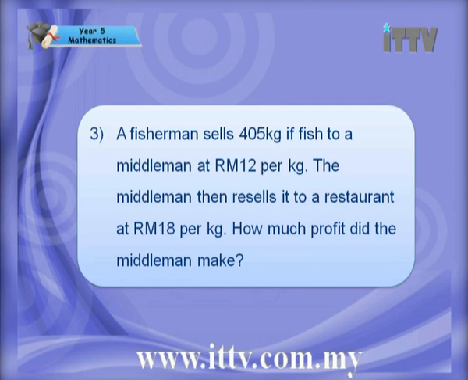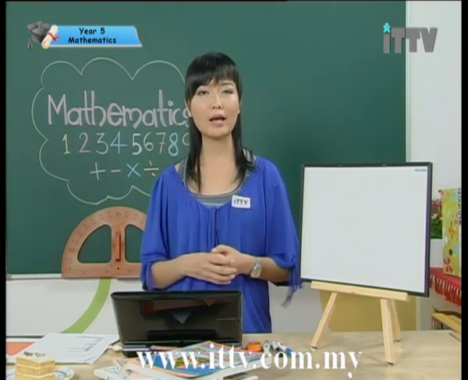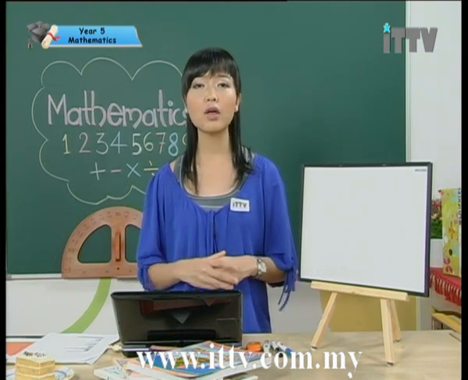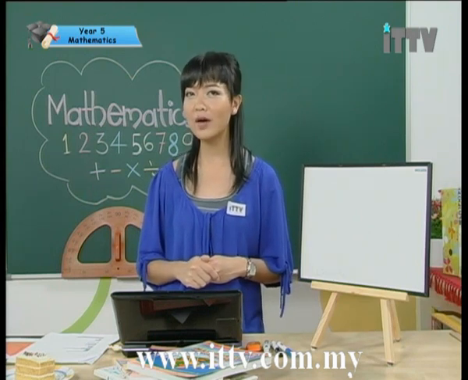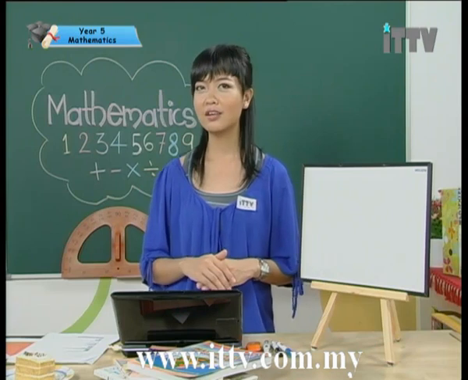A fisherman sells 405 kilograms of fish to a middleman at 12 ringgit per kilogram. The middleman then resells it to a restaurant at 18 ringgit per kilogram. How much profit did the middleman make? Okay, now let's take a look at what operations do we use here. First, we have a fisherman, who sells it to the middleman. How many kilograms? 405 kilograms at 12 ringgit per kilogram.